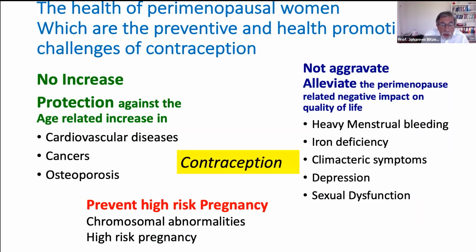So what is actually then our task in contraceptive counseling, as Sven already mentioned? Which are the preventive and health promoting challenges of contraception? On one hand, we should not increase, or even protect against, the age-related increase in cardiovascular disease, cancers, osteoporosis. We should look that we do not increase the risk, or if we have any sort of preventive approach. Of course, we should prevent high-risk pregnancy by the efficacy of the method. And if possible, not aggravate, or better alleviate, the perimenopause-related negative impact on the quality of life, which is heavy menstrual bleeding, iron deficiency, climacteric symptoms, depression, sexual dysfunction, and stress-related dysfunctions.